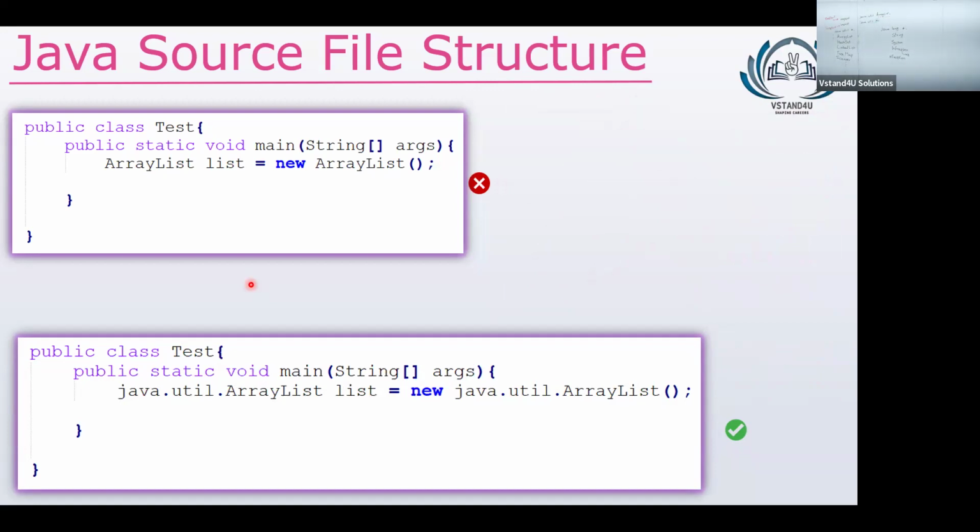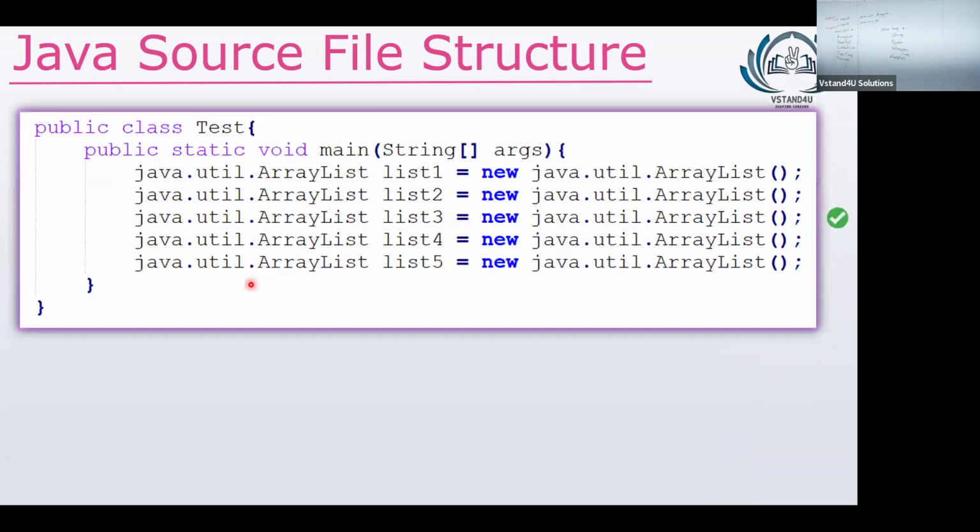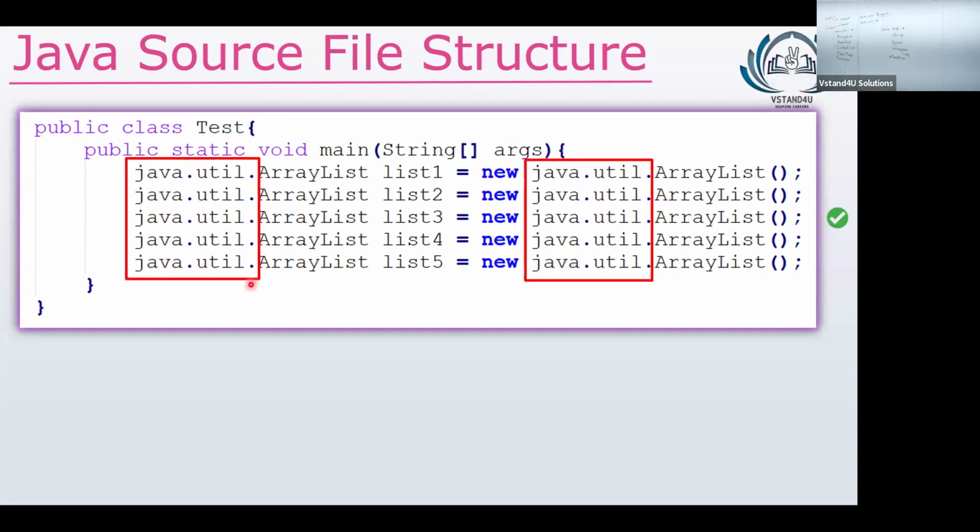There is no problem. But with this, what is the problem? If hundreds of places I'm using ArrayList, everywhere I have to write java.util.ArrayList, java.util.ArrayList. That is a tedious one. So these package details are repeatedly written.